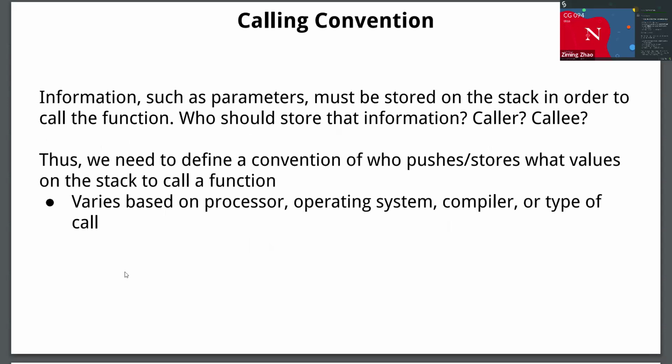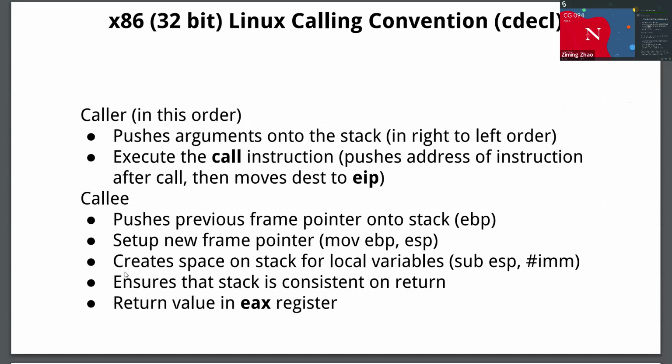So calling conventions decide how parameters are stored on the stack in order to call a function. It decides who stores what information: the callee stores the information or the caller stores the information, who cleans up the stack, those kinds of things. We are going to look at the C standard convention first. In this convention, there are multiple functions. One is the function calling, called the caller. The function being called is the callee.